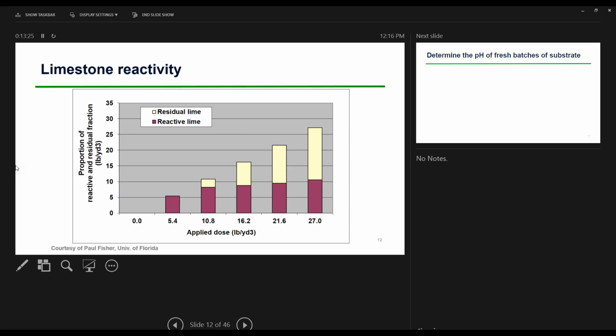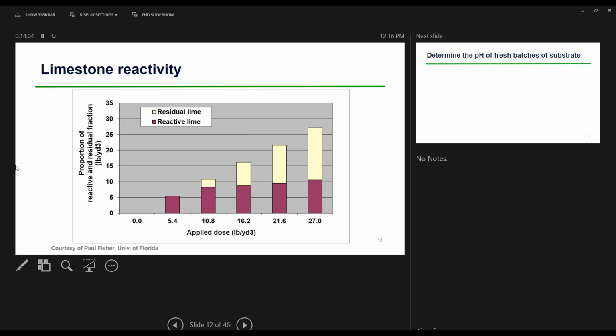Okay, and then this one was originally done by applying limestone to the growing media, but it's one that you also want to keep in mind, as many of you are applying liquid limestone in your irrigation system as a way to increase the pH. So what this graph is telling you, if you look at that red or purple bar, is the reactive limestone, right? And here we're talking about the same type of limestone, but basically it's how much reacts and how much is left after some time.